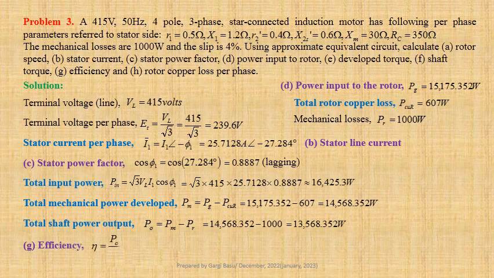Let us now determine overall efficiency of the motor. Eta equals PO divided by Pin. Using values we get 13,568.352 divided by 16,425.3, that is equal to 0.8261 per unit or 82.61%.